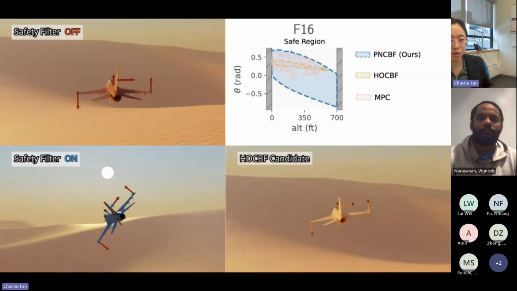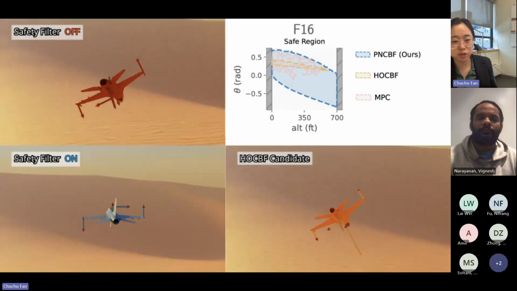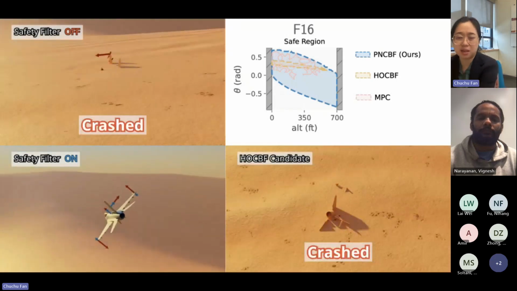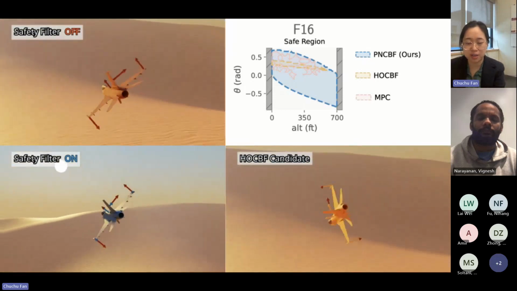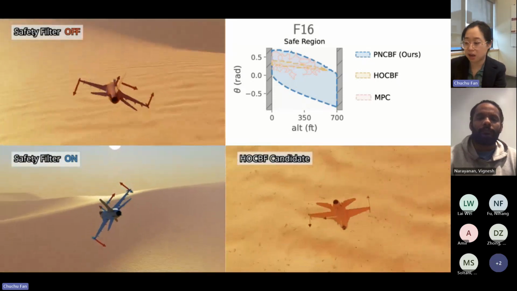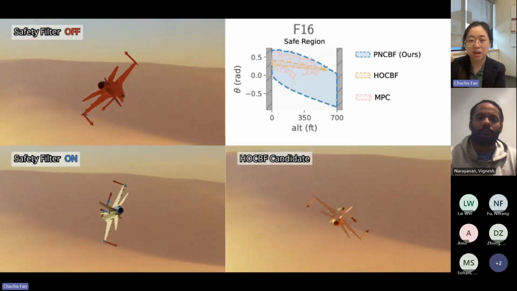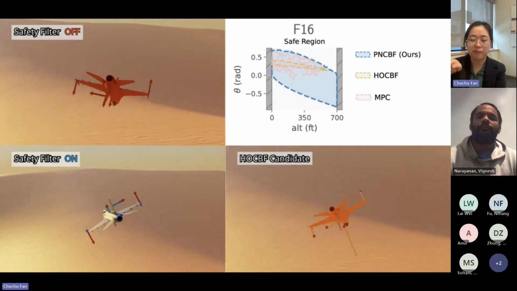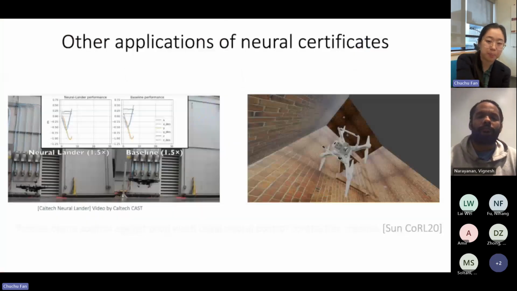You could even have a human pilot sitting in the airplane and flying it. But the safety filter will guarantee whatever safety requirement we set, in this case ground collision avoidance. We can also create the forward environment set as the safety region. You can see with this approach we have a much larger safety region than other approaches like MPC.